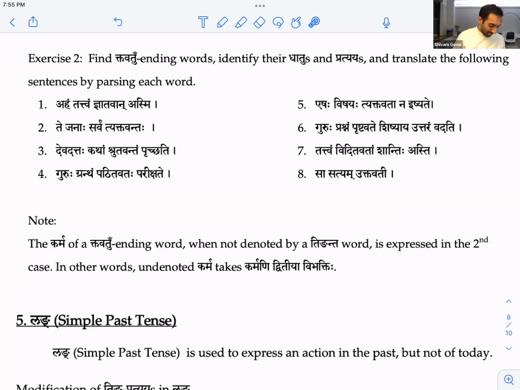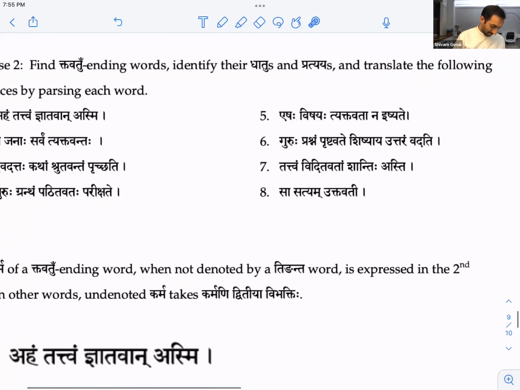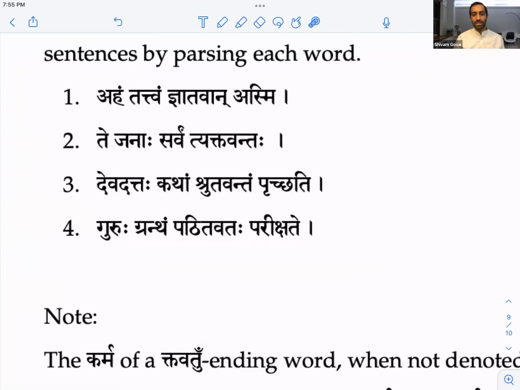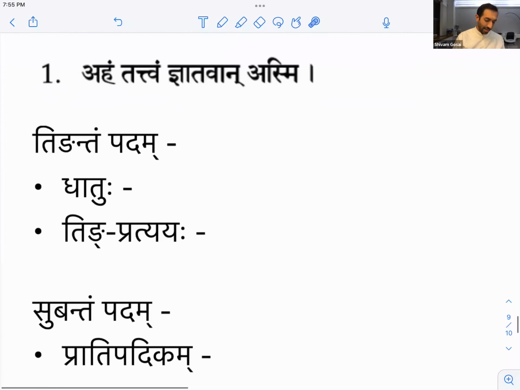Okay, the first question: aham tattvam jnatavan asmi. Actually, let me pull it up here, one second. Okay, aham tattvam jnatavan asmi. We'll break apart this sentence. I'll help with the first one. Even when we're doing these kinds of sentences, we still want to look for a tingantam padam. Our tendency should still be there, that we still want to find a verb, whether it's there or it's implied.